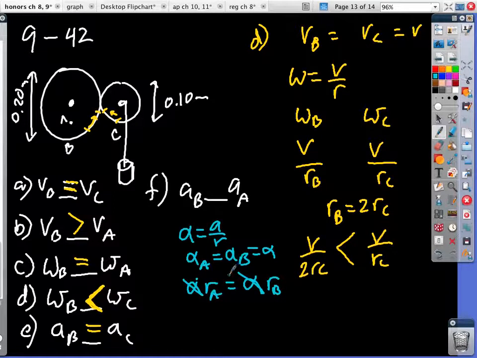So then it's going to be like this. RB is bigger than RA, so the linear acceleration of B is bigger than the linear acceleration of A. That just makes sense, because if it accelerates from 0 to like 2 rotations per second, B had to go through a farther distance in the same amount of time. So there you go.